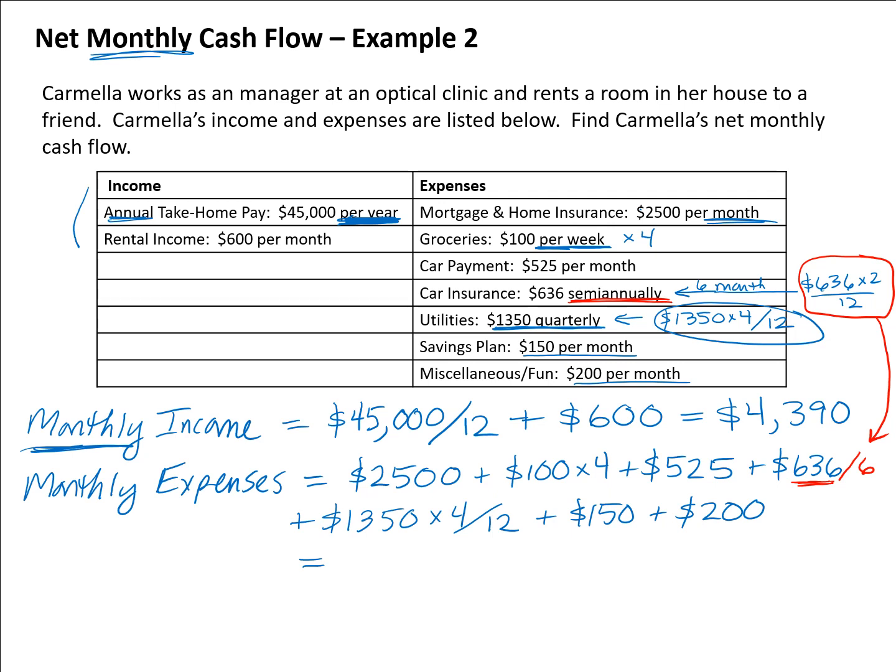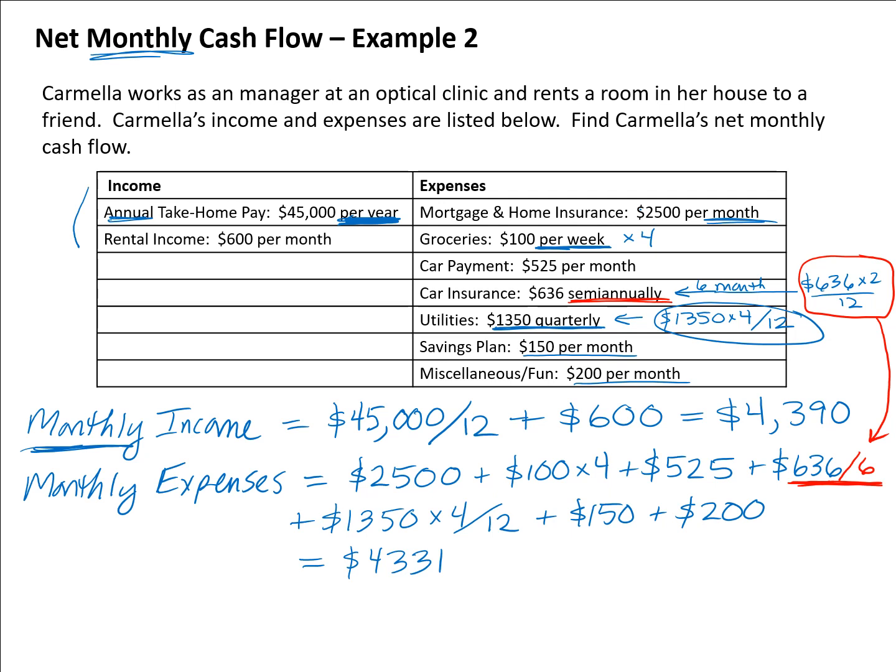And then we have our utilities, $1,350 times 4 for 4 quarters divided by 12 to make it into a monthly amount, plus $150 plus $200. So again, it's nice that I looked at this again. I do recommend that to make sure you haven't missed anything. Double check it before you finish your calculation. So Carmela's monthly expenses would be $4,331 when we do the full calculation.